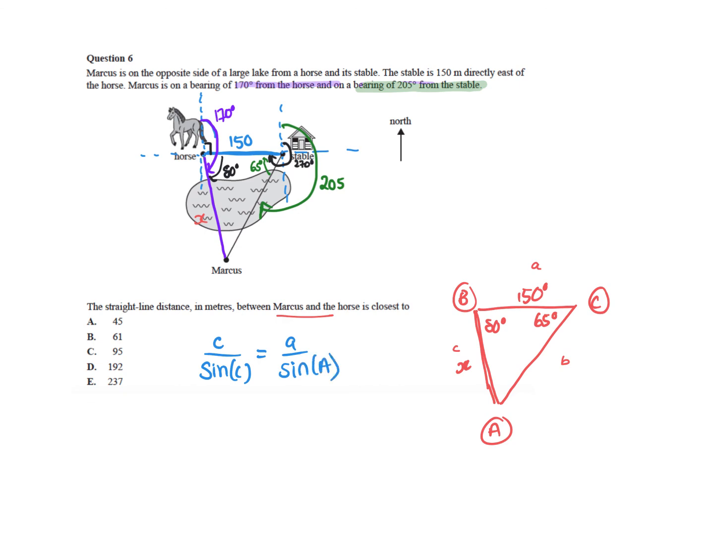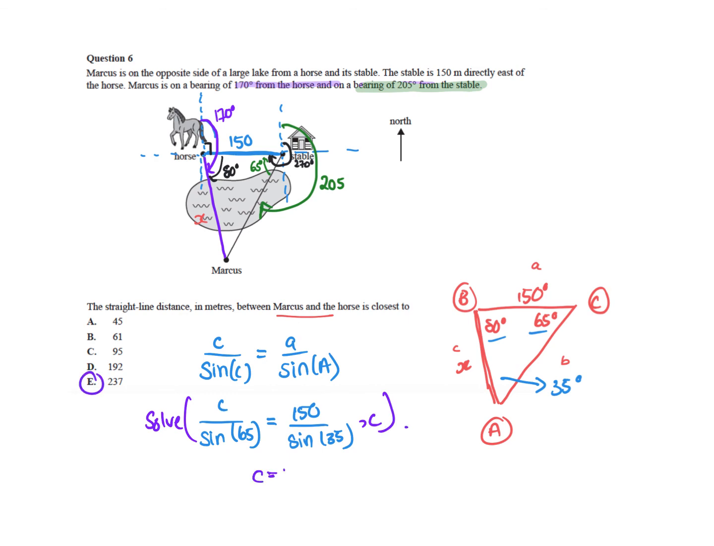Okay, we need to find this angle. That is going to be 180 minus these two, which is going to be 35 degrees. Then we can plug in everything we know. Sine 65 equals 150 over sine 35, and we're just going to pop in solve, comma C, and we get C equals 237.